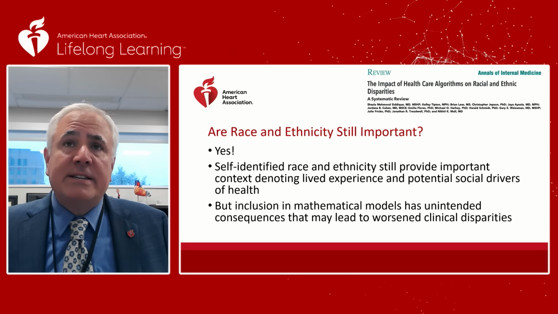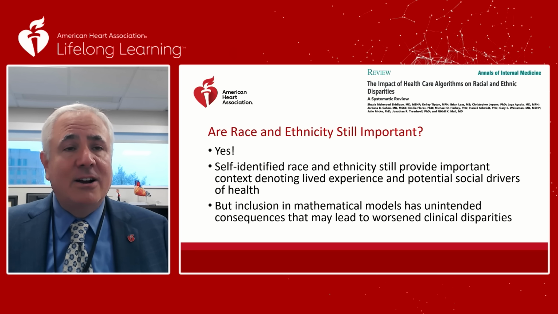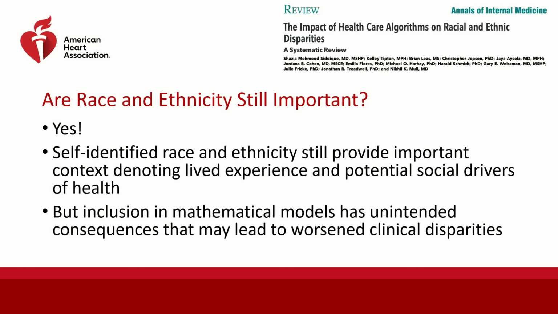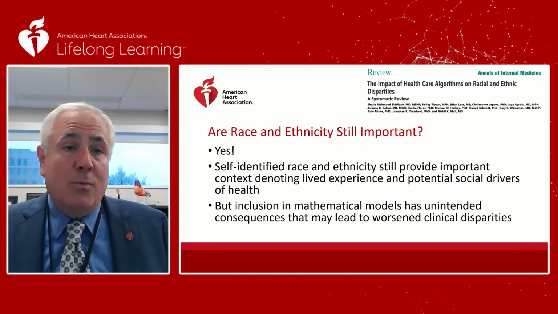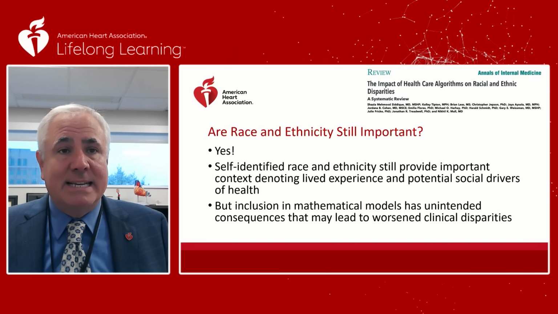So all of this is to say, race and ethnicity are still important, right? What race and ethnicity represent in this time in our country provides important context about the lived experience of that individual, and the potential social drivers of their health. But as PREVENT was developed, it turned out that the variable representing race was not statistically significant when we had the other variables in the equation. And so we didn't need race anymore, essentially, to capture some of that risk.